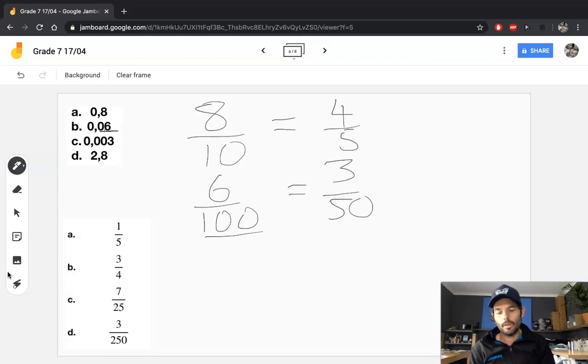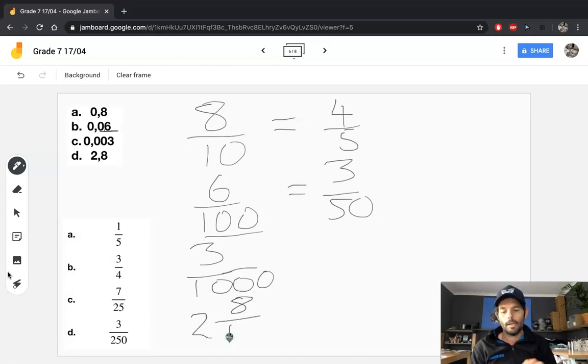0,003 is 3/1000. That cannot be simplified any further. And 2,8 is 2 and 8/10. Okay, and 8/10 can be divided by 2, so it's 2 and 4/5. Okay, so that's how we convert decimals to fractions.